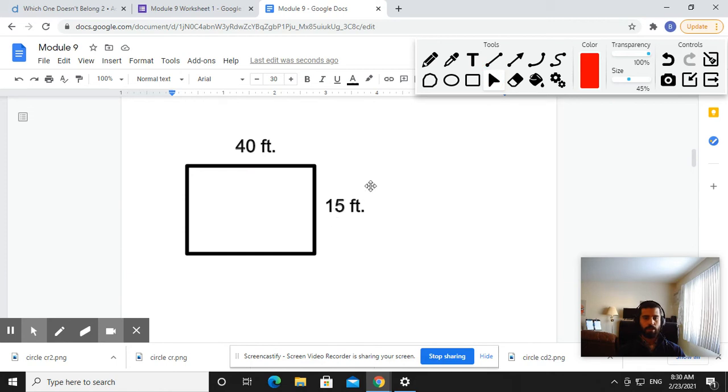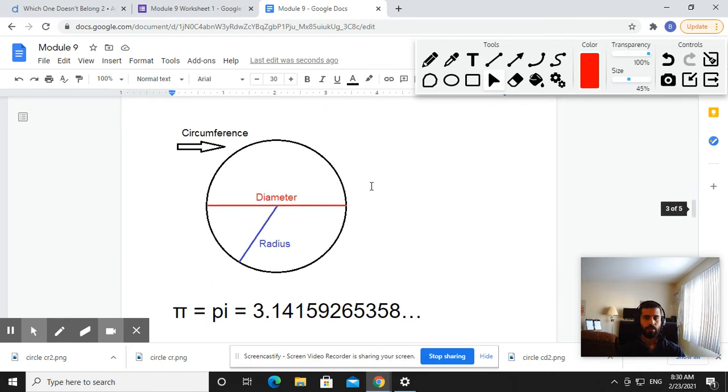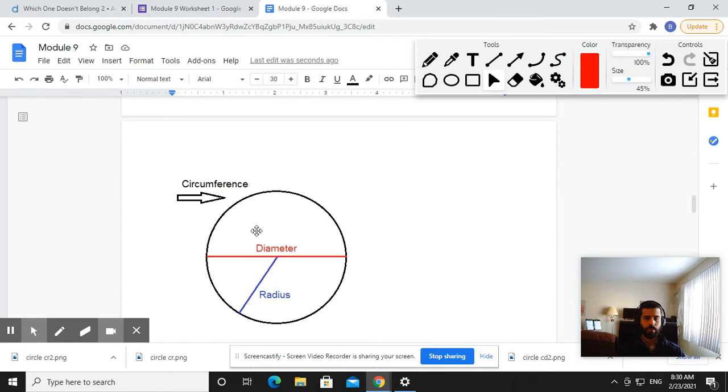So the question is, how do we do that for a circle? And that's what you're going to learn in this video. You're going to want a piece of paper. First thing you should do right now, draw this picture on your own piece of paper.